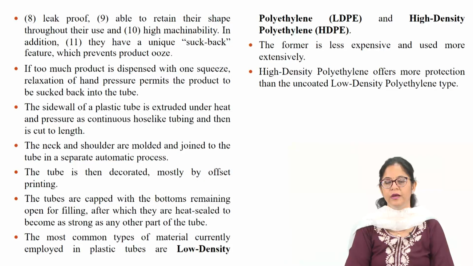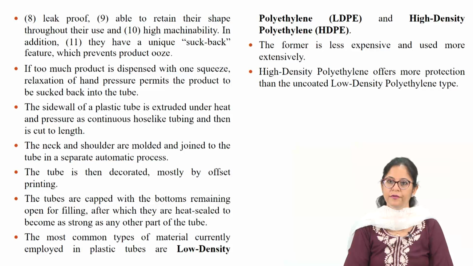The side wall of the plastic tube is extruded under heat and pressure as continuous hose-like tubing and then it is cut to length. The neck and shoulders are then molded and joined to the tube in a separate automated process. The tube is then decorated mostly by offset printing. The tubes are capped with bottoms remaining open for filling, after which they are heat sealed to become as strong as any other part of the tube.